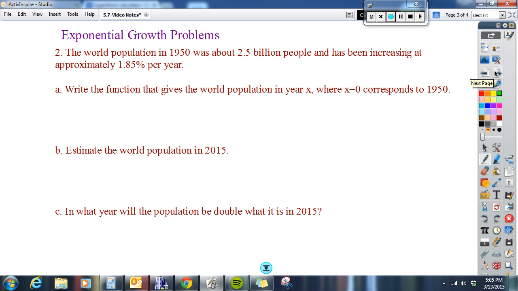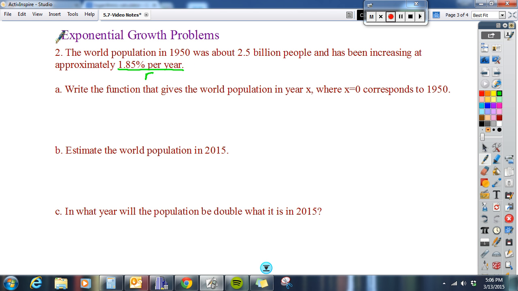So the world population. Talking about population again, there's more than just population and exponential growth, but these were two good examples to show. So the world population in 1950 was about 2.5 billion people. You'll notice this one starts at 1950, not at 1980, and has been increasing at approximately 1.85% per year. Okay, so this we know is my rate, right?